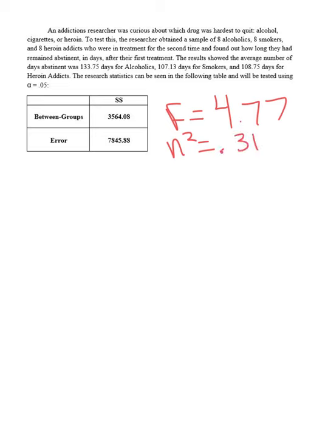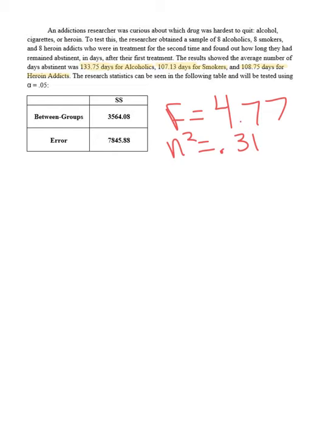Okay, now, if we look, we have been provided our means. So we had alcoholics were absent at 133.75, smokers 107.13, and heroin addicts 108.75 days. So those are the means, and we're going to need those to do post hoc tests.